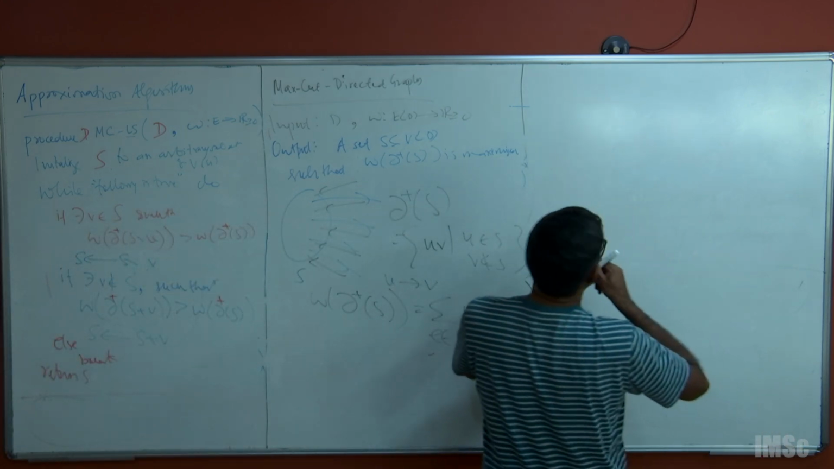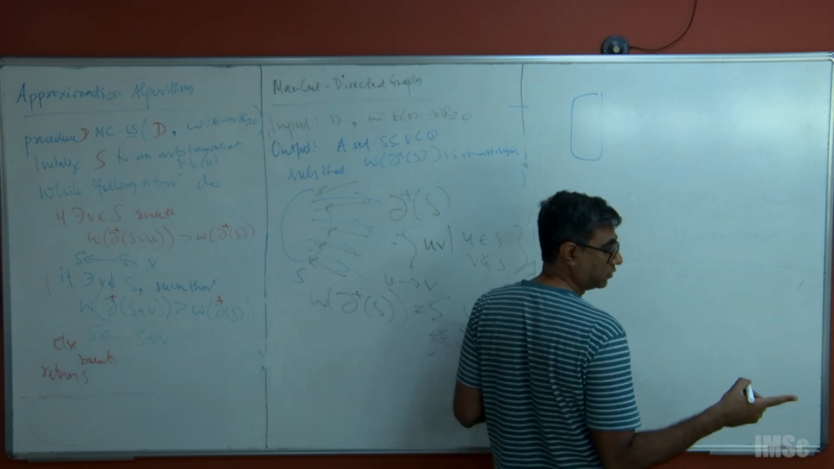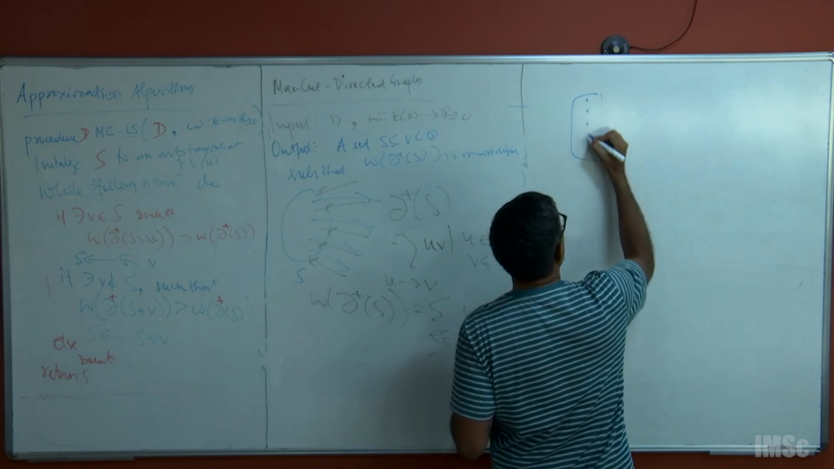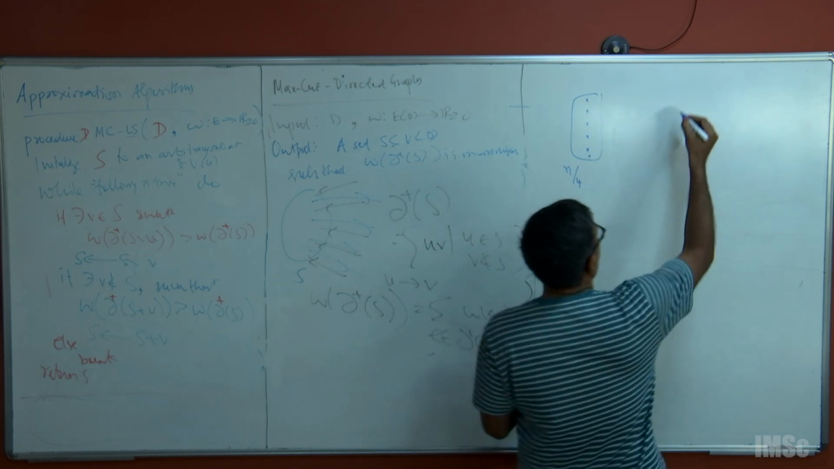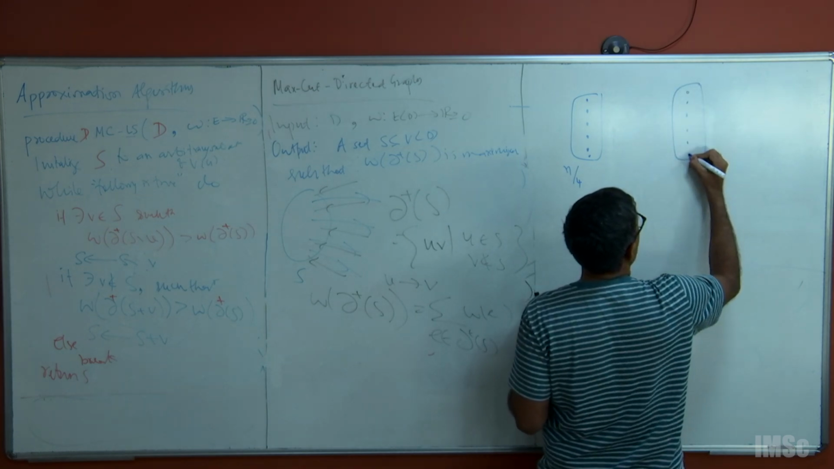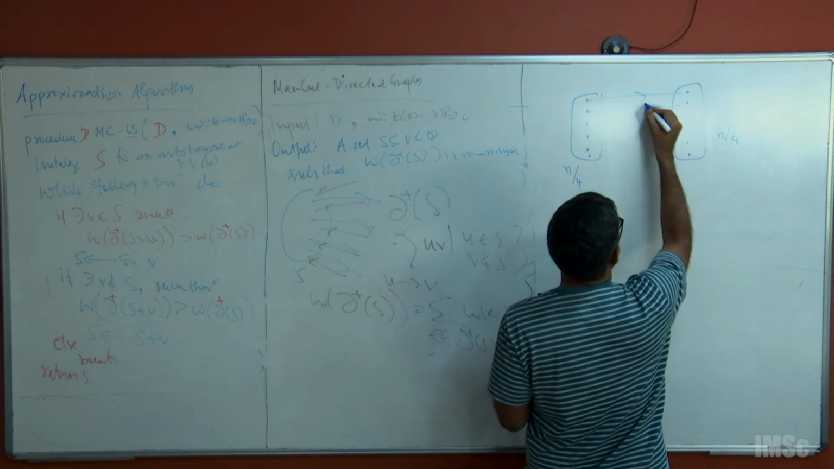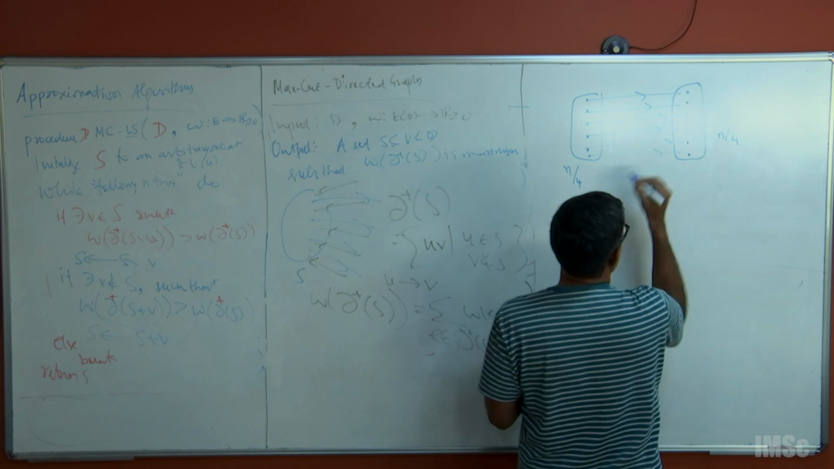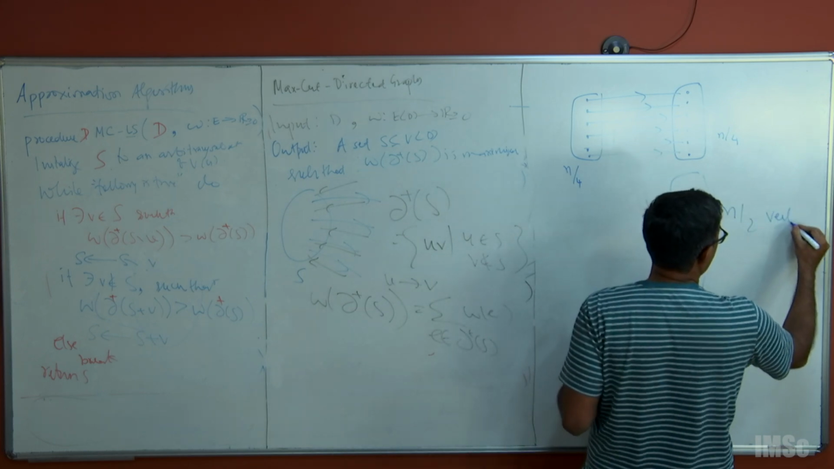Let's look at the following directed graph. You had some questions, Sushmita. Okay. So here I have n by 4 vertices, and here I have another n by 4 vertices. Okay, and the arcs are like this. Okay, and here I have n by 2 vertices.